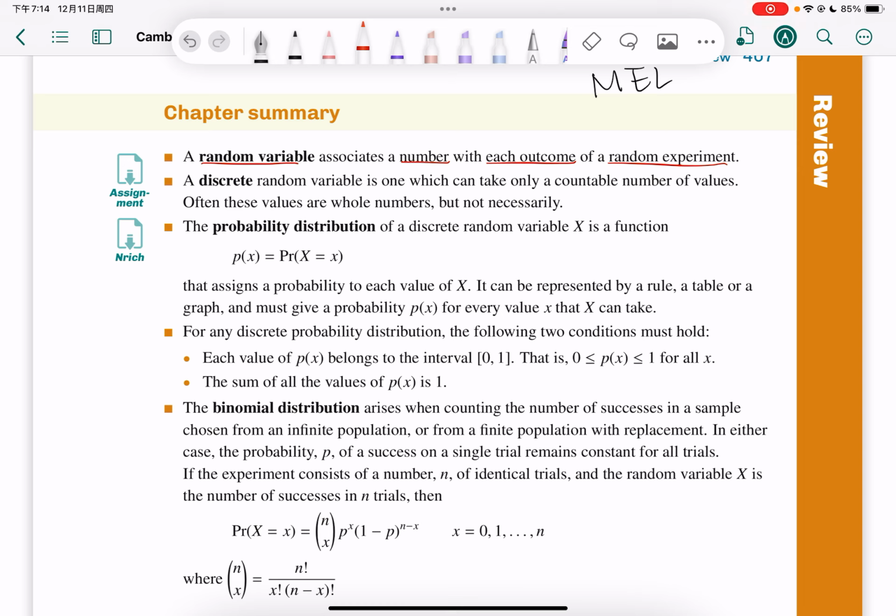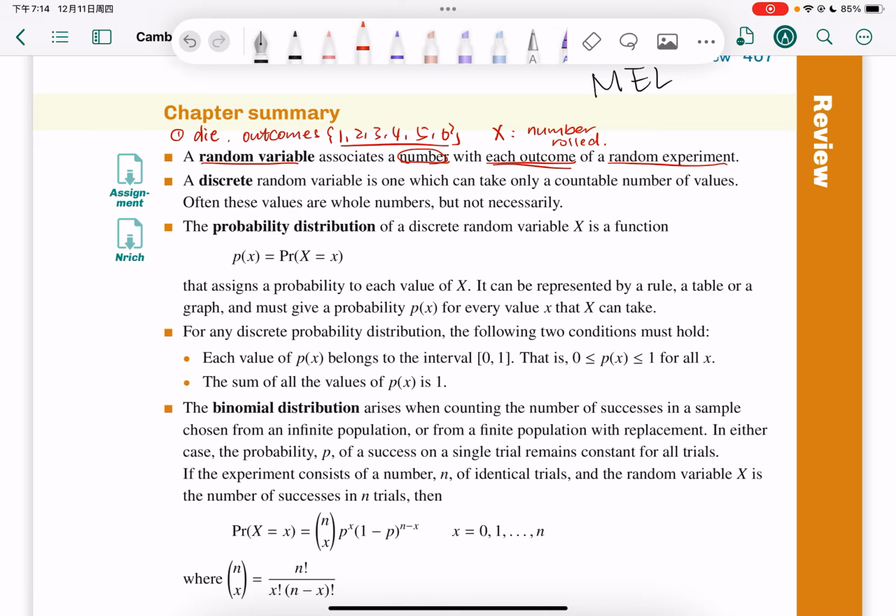So we can give two examples. One is about rolling a die. If it has 6 sides, then the outcomes can be 1, 2, 3, 4, 5, 6. And the random variable x is the number rolled. So that's how we associate numbers with outcomes. The outcome is a number when we roll a die.